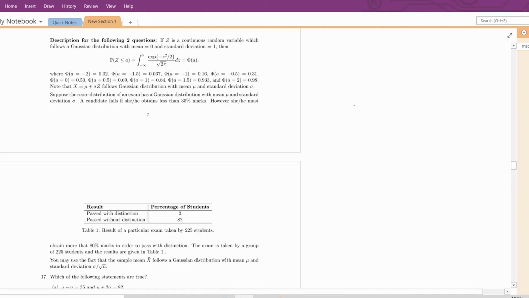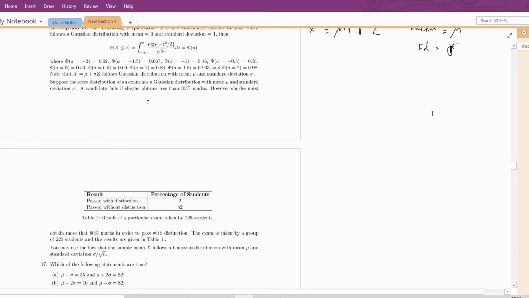Description for the following two questions. Z is a continuous random variable which follows a Gaussian distribution with mean 0 and standard deviation 1. Then the probability expression is given here, where some phi values are given. X equals mu plus sigma Z. This follows a Gaussian distribution with mean mu and standard deviation sigma. Suppose the score distribution of an exam has a Gaussian distribution with mean mu and standard deviation sigma. The candidate fails if he or she obtains less than 35 marks. However, he or she must obtain more than 80% marks in order to pass with distinction. The exam is taken by a group of 225 students and the results are given in table 1.